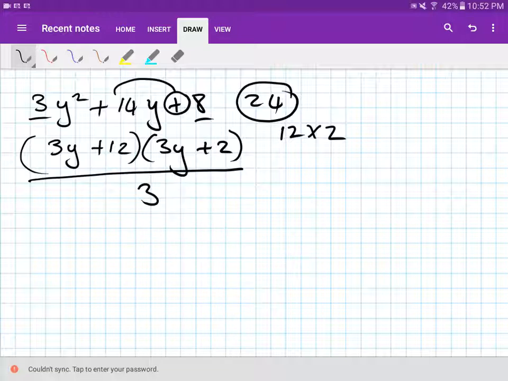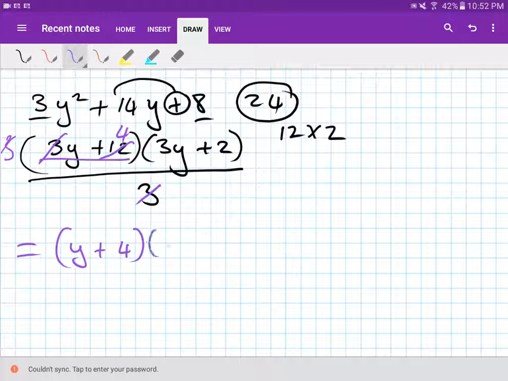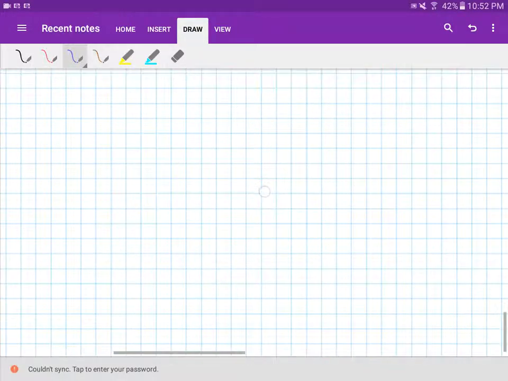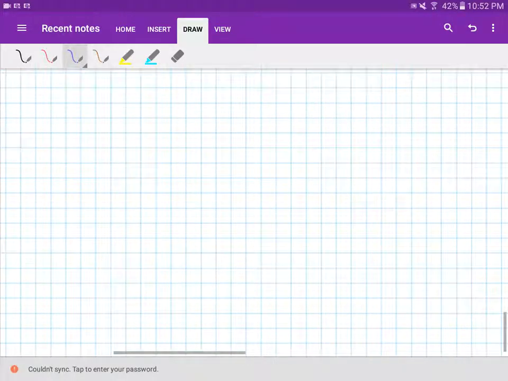So 12 and 2 are put in front. So now I take the 3 out, because the common factor of this group is 3. I take it out, that gives me 4, and this 3 cancels with that. So therefore, your answer is y plus 4 and then 3y plus 2. Right? Okay.